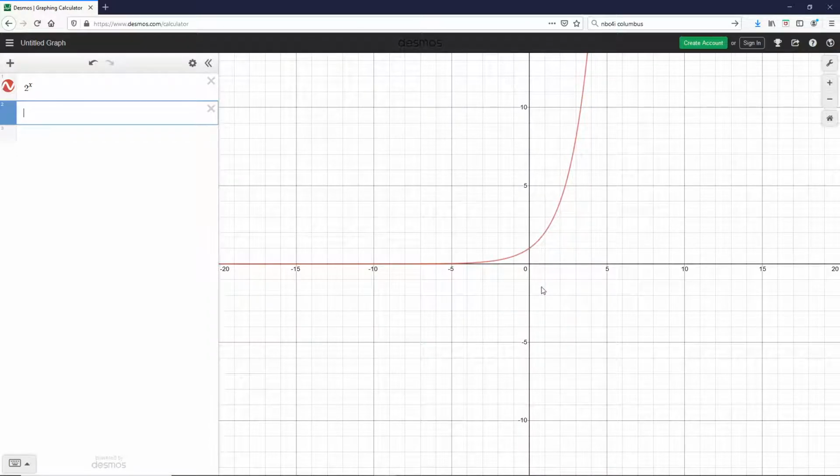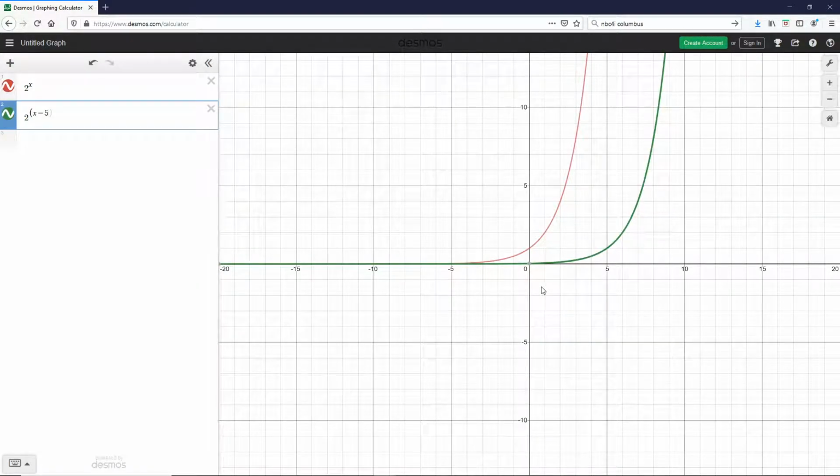Now let's say we wanted to do a horizontal shift. If you remember, if we wanted to shift it to the right 5 units, then you subtract 5 from just the x's. So in this case that would be 2 to the quantity x minus 5, and that shifted the graph to the right 5 units. And if we wanted to shift it to the left, let's say 2 units, add 2 to just the x's, and it shifts it to the left 2 units.